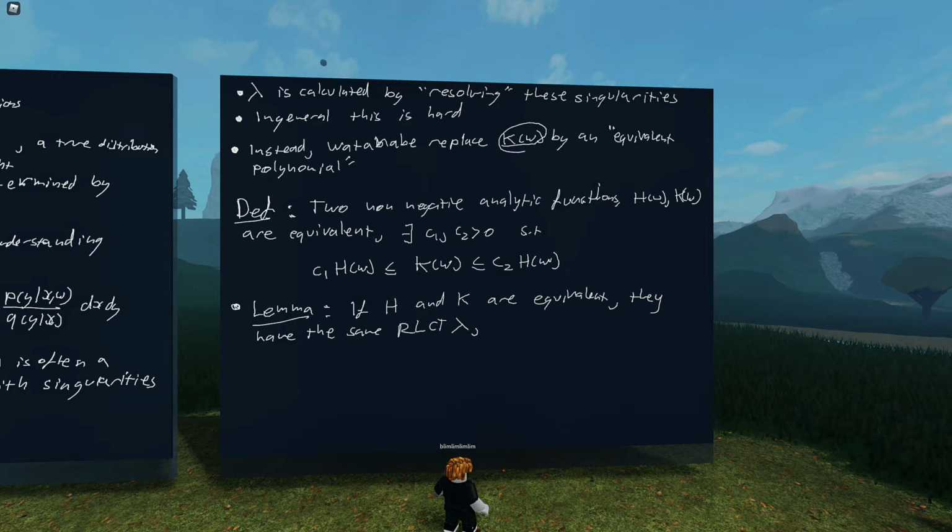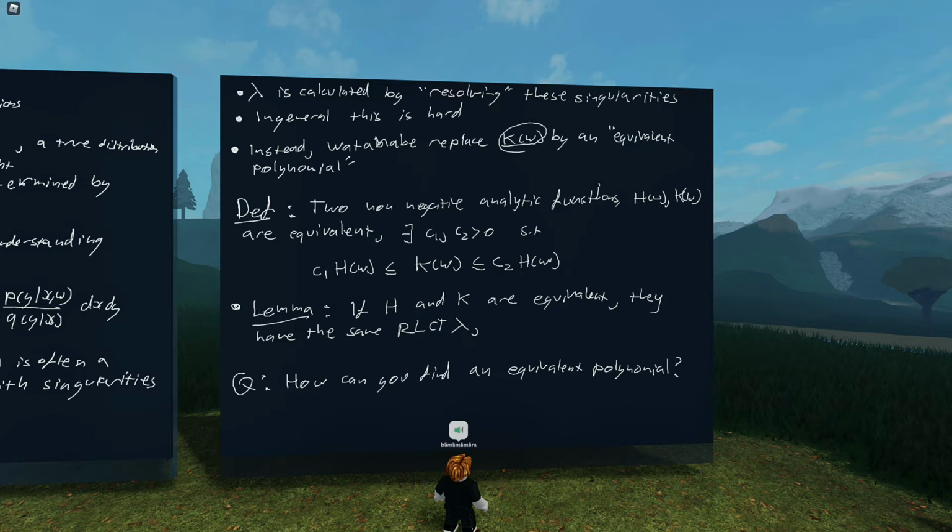Okay, so then the question is, given a model, how can you find an equivalent polynomial? And this is the question that my thesis has been looking at.